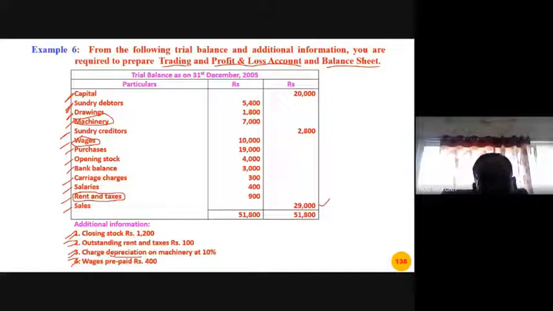When it is paid in advance, that amount doesn't belong to this financial year, it belongs to next year. So this 400 rupees belongs to next year, not this current year. So what we have to do? If any expenditure is paid in advance, that should be deducted from the respective expenditure. And again, it is to be shown as an asset. Any expenditure which is paid in advance is regarded as an asset.